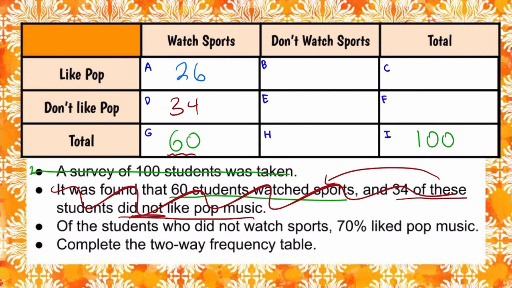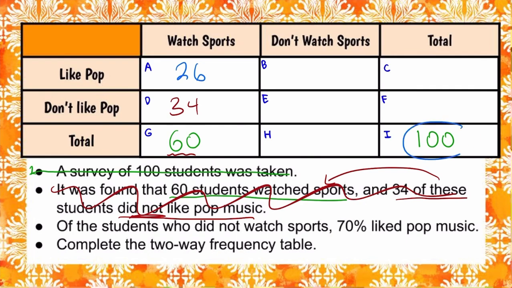Okay, let's look at clue number 3. Of the students who did not watch sports, 70% liked pop music. All right, I need to know how many students did not watch sports. I actually don't have that information. How can I figure out how many students don't watch sports?